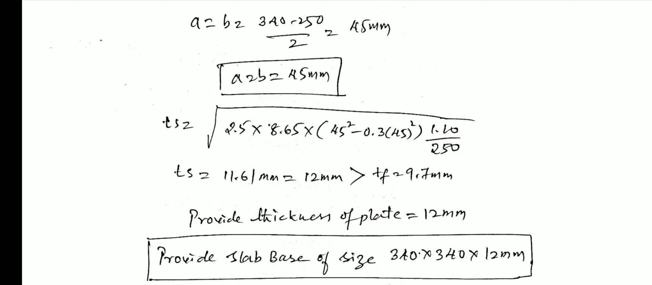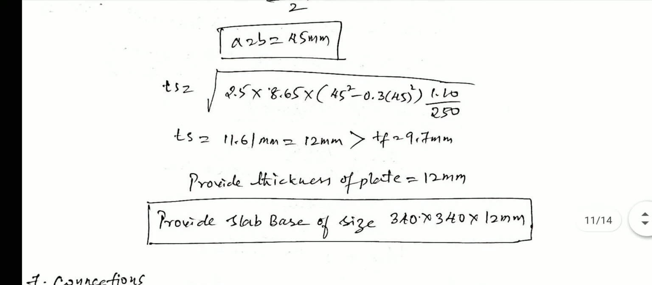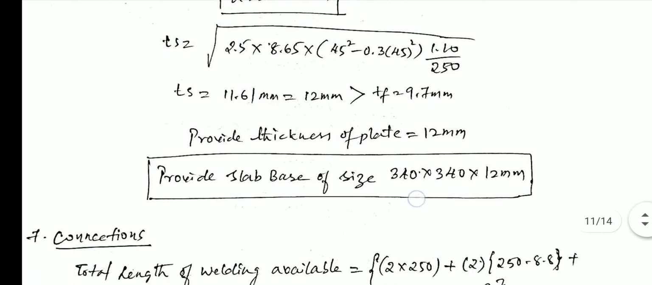If it is less than this, you have to increase the value more than TF. So now you have got the size of the footing. What is the size of the base plate? 340 into 340 square footing with a thickness of 12 mm. Now we have to go for the last step, which is the connection.